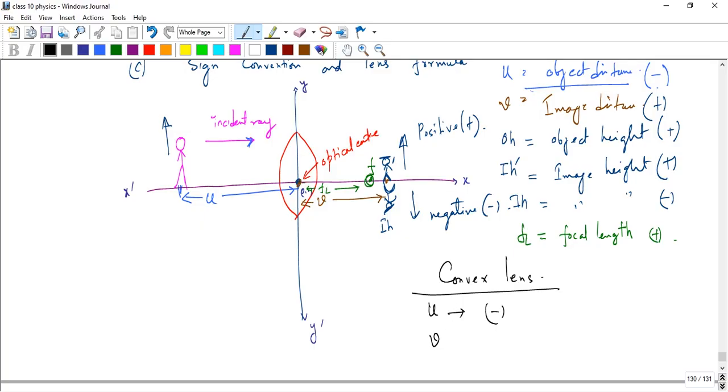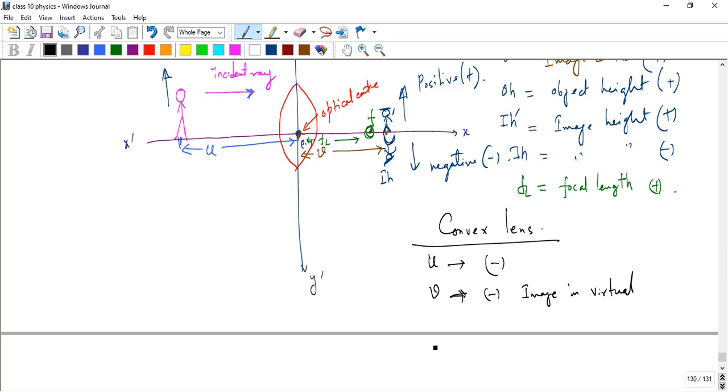If the image is virtual, that means v is negative. If the image is real, v is positive. That is the image distance.